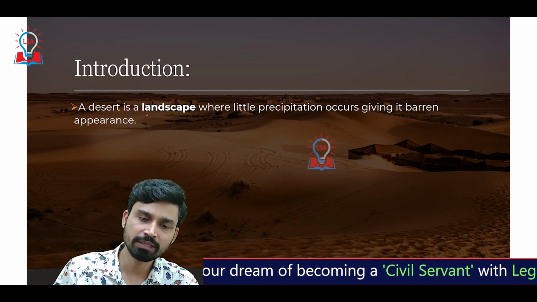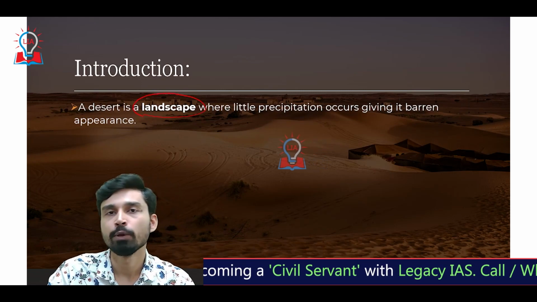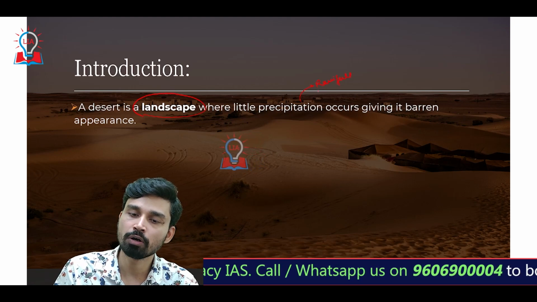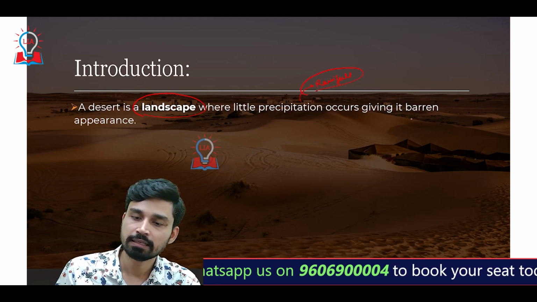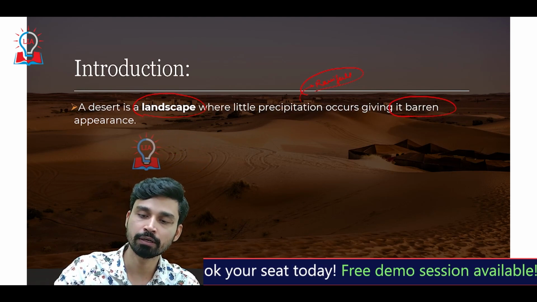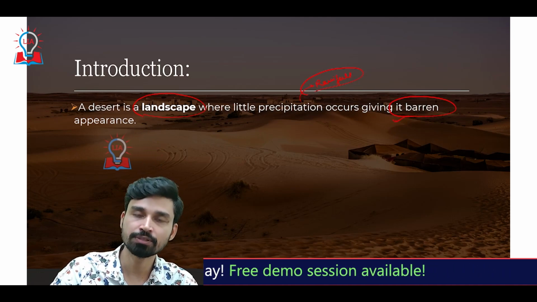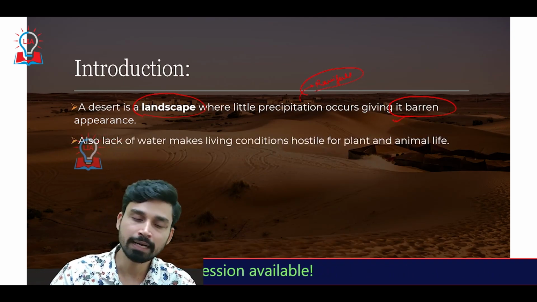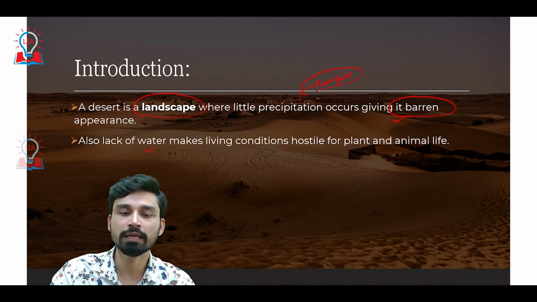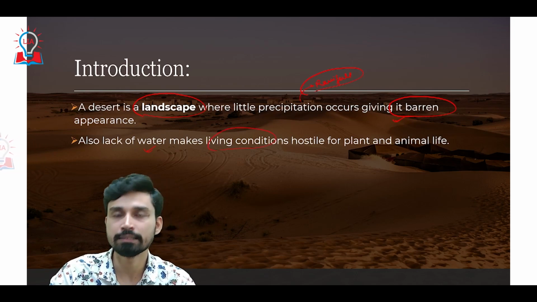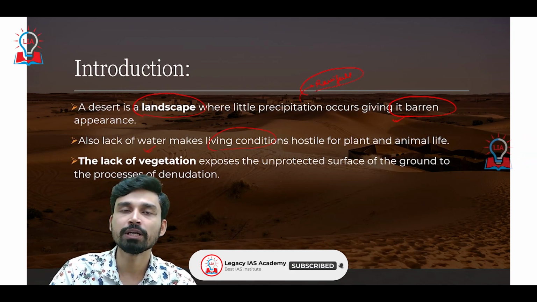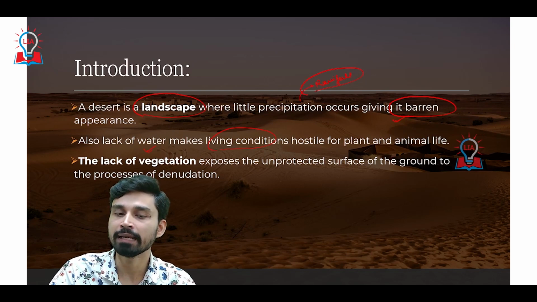First of all, a desert can be described in simple terms as a landscape where the precipitation, that means the rainfall, occurs at a very low level or in a very small amount. Due to this low volume of rainfall on an annual basis, it gives the desert a barren appearance. Also, due to the lack of water, living conditions for both plant life and animal life are very hostile in desert areas, and that is why only such plants and animals can live there which are adapted to such dry and arid conditions.